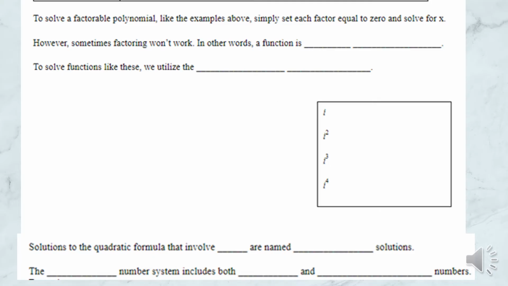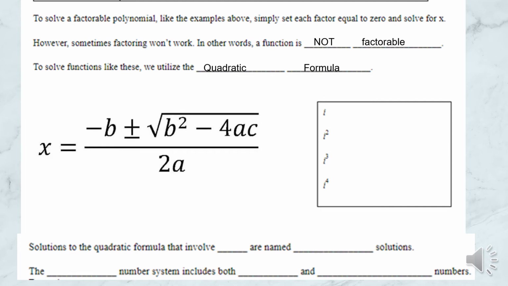To solve a factorable polynomial, like the ones that we've been doing, you set each of those factors equal to 0 and solve for x. However, sometimes we can't factor, so a function is not factorable. And to solve functions like these, we utilize the quadratic formula, which is x equals negative b plus or minus the square root of b squared minus 4ac all over 2a.